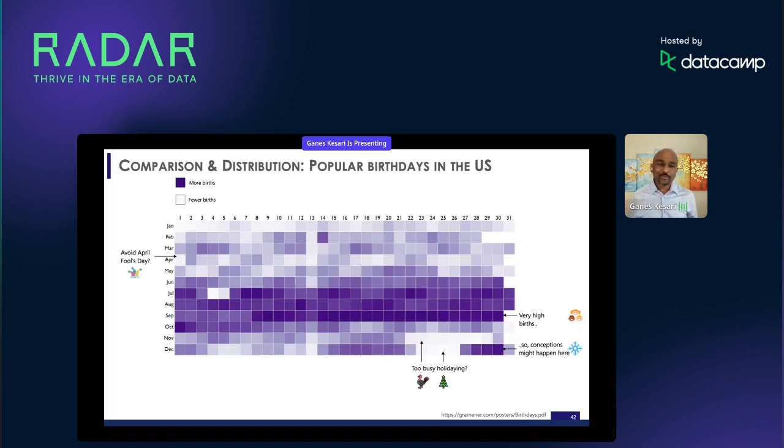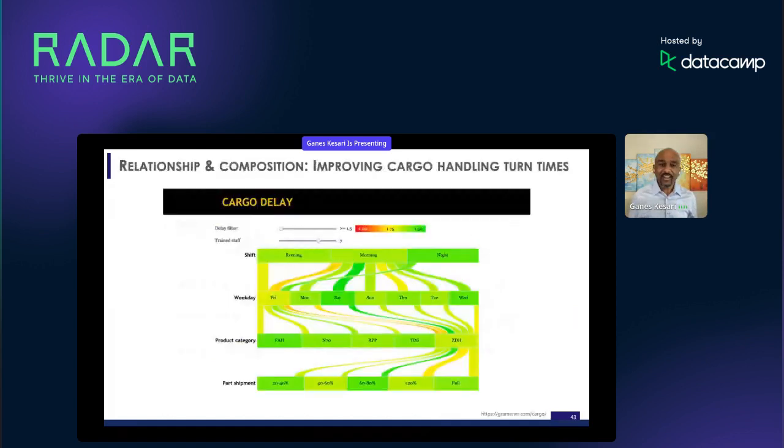And it's not just health professionals, even the parents don't want their kids born on, say, April Fool's Day or on the 13th of any month. But by the way, Valentine's Day is very popular, 14th of February. So this is how you can use simple visuals to show the comparison and distribution pattern we talked about.